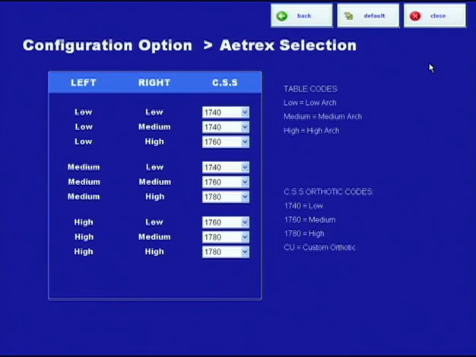We do it this way because there's no met pads involved. So we just focus on arch type, and that's how we feel the system is set up best, but you have the flexibility to adjust it.